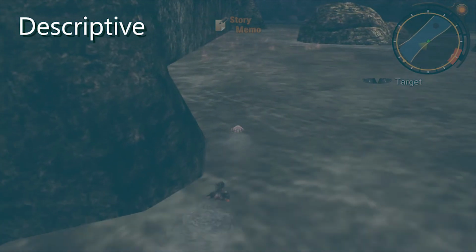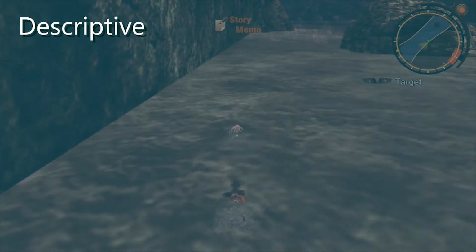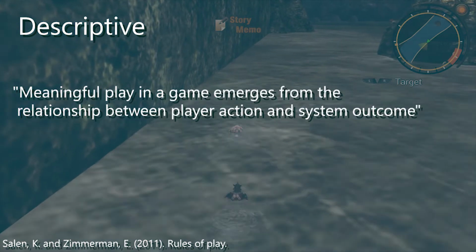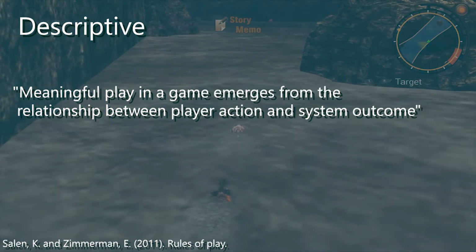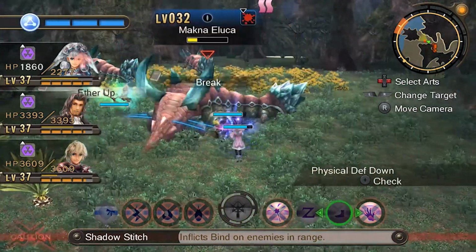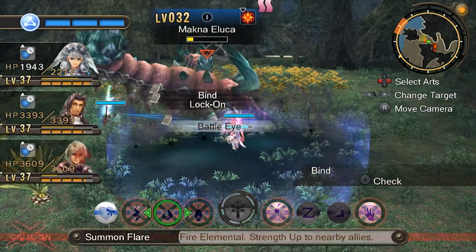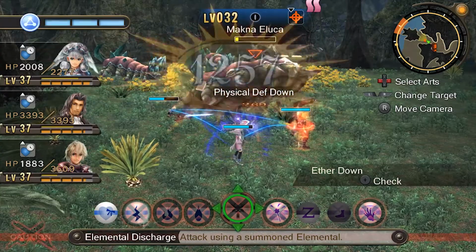Descriptive play comes in the form of actions made in the moment. Using Zimmerman's book, Rules of Play as an example, he states, meaningful play in a game emerges from the relationships between player, action, and system outcome. Examples of these in the game come in the form of decisions made in battle, what arts to use, where to position yourself on the battlefield, and how to influence your party's behavior.